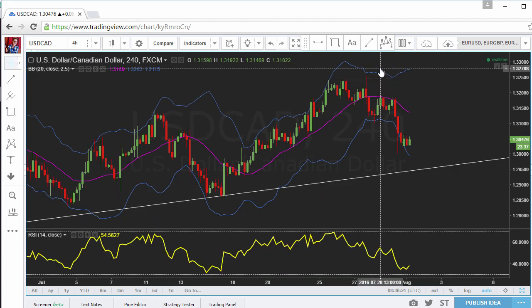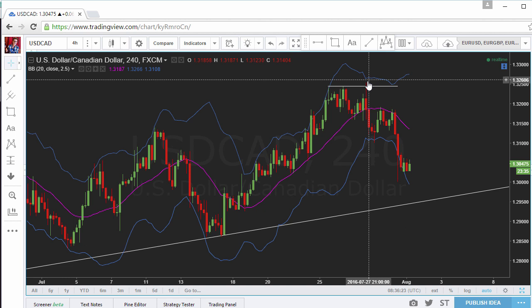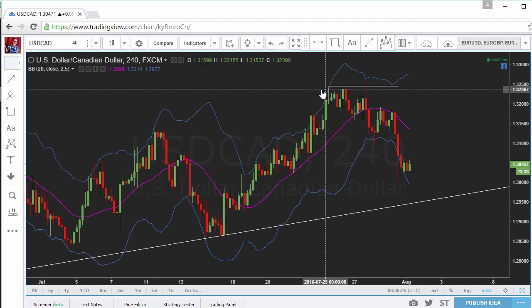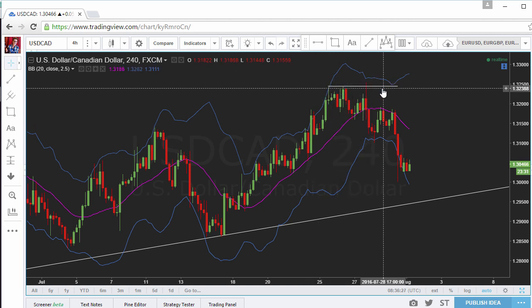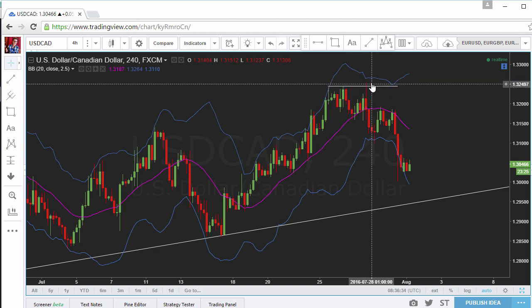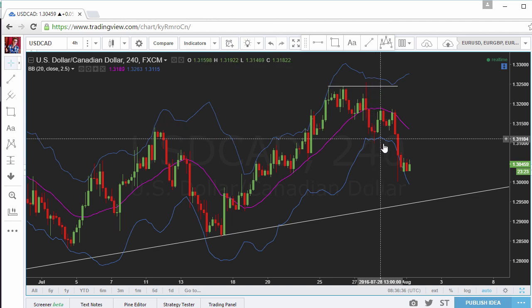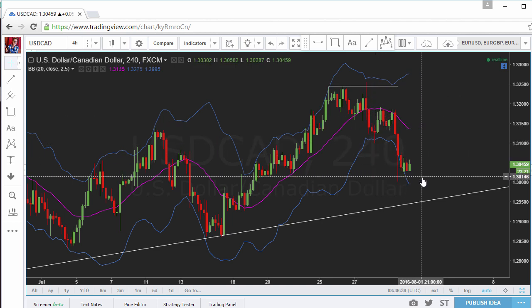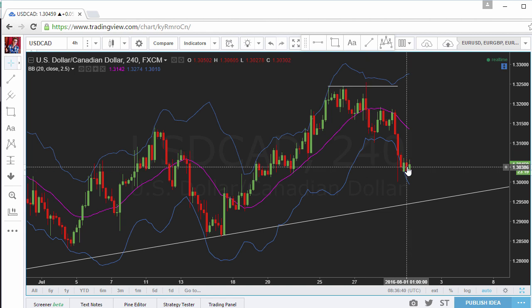Price did not make it to the outer Bollinger Bands, but you can see that we faked through the previous highs. This created a lot of liquidity and a lot of stops were triggered above the highs, and then we sold off in the opposite direction very strongly, and now we are creating this new downtrend.